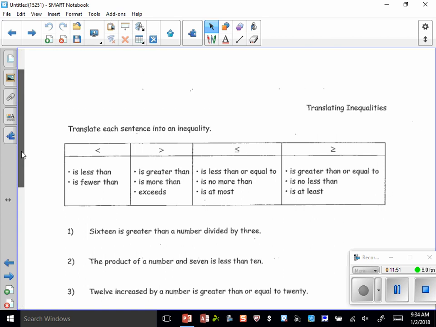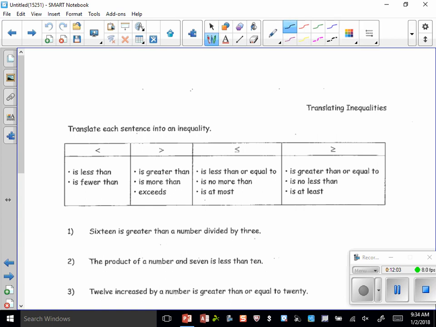Translate simply means, guys, that you're not solving here. You're just going to take a sentence like 16 is greater than a number divided by 3. So what would that look like? 16 is greater than, so the greater than symbol points to the right. Greater than a number divided by 3, so that would be x divided by 3. A number would be your variable.